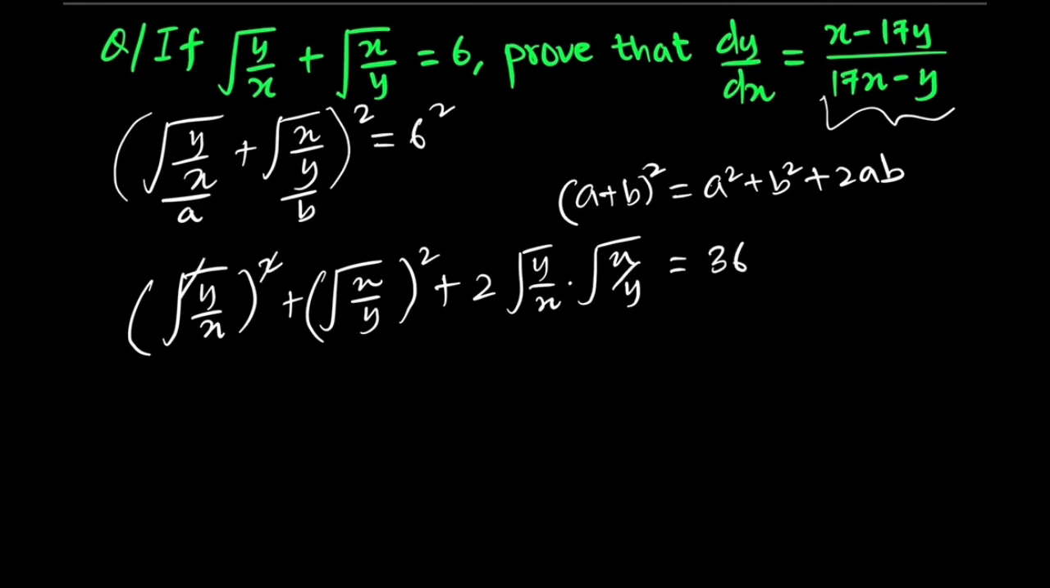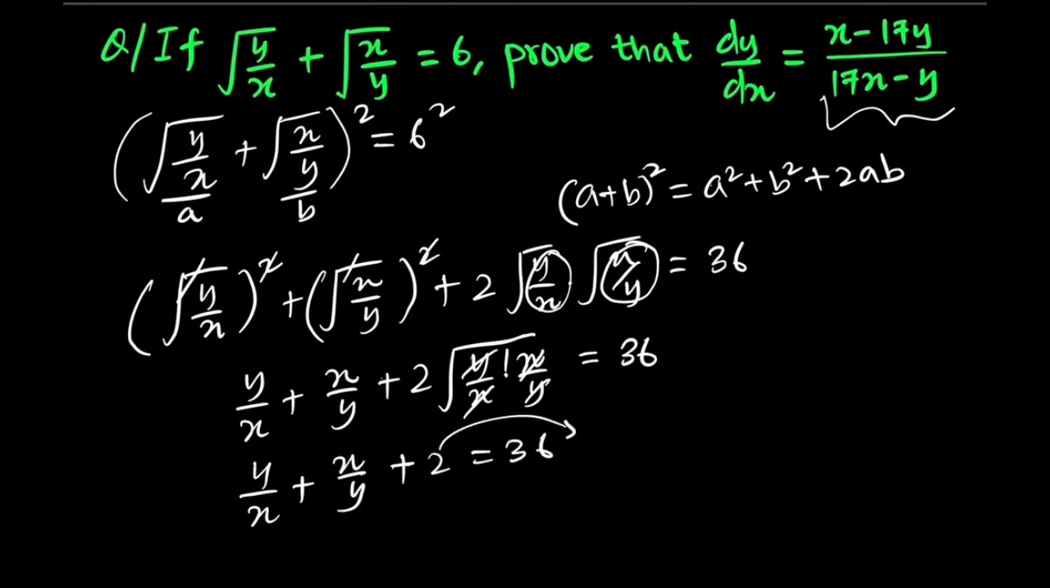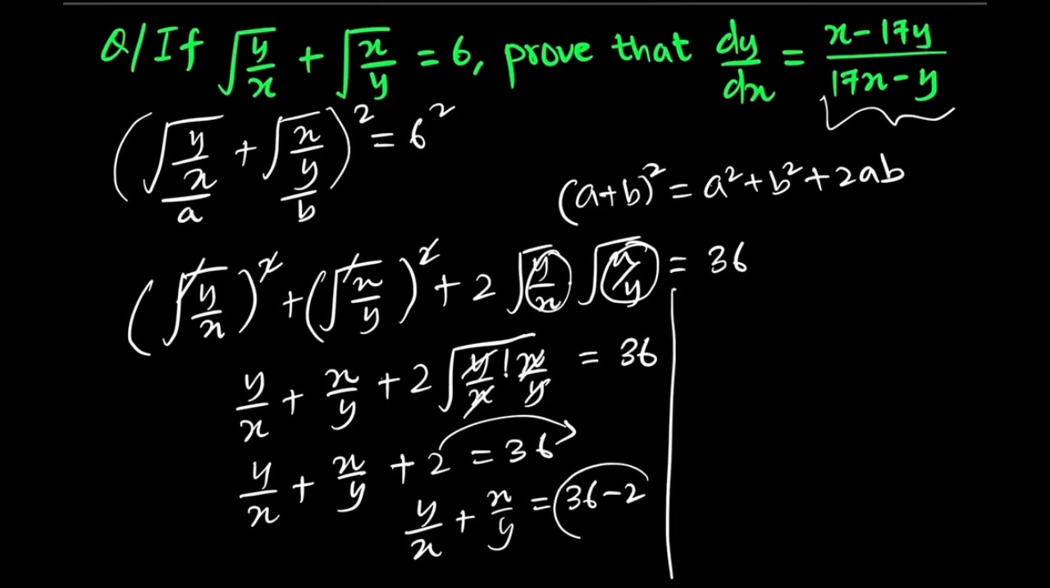Exponent 2 and square root get cancelled out, which becomes y over x plus x over y plus 2 times square root of, I can bring these two separate expressions under the same square root. I can say y over x times x over y. This gets cancelled out, which becomes 1 inside the square root. So y over x plus x over y plus 2 equals 36. Take this 2 to the other side, which becomes y over x plus x over y equals 36 minus 2. 36 minus 2 is 34. So y over x plus x over y is equal to 34.